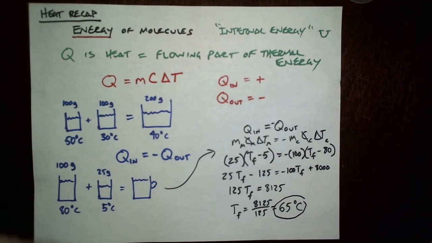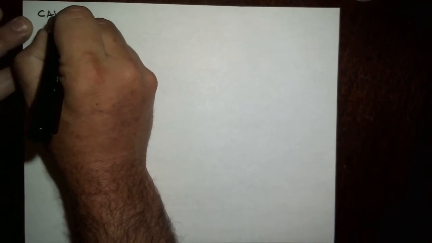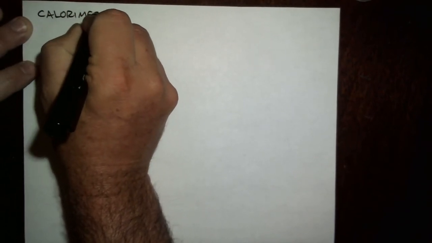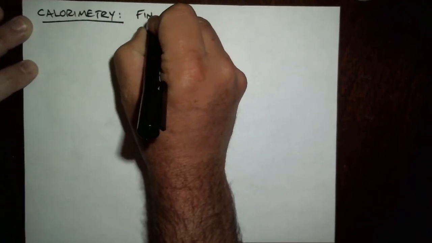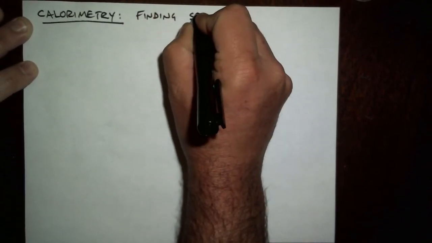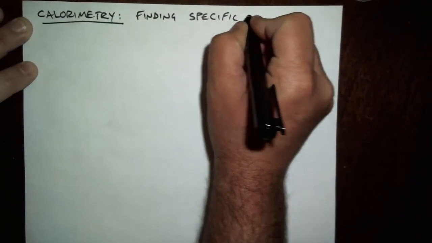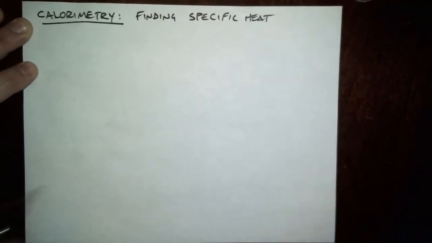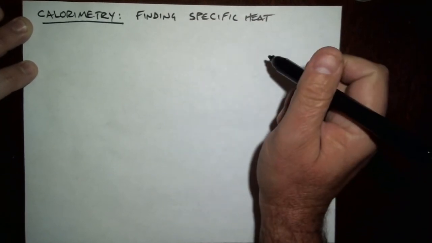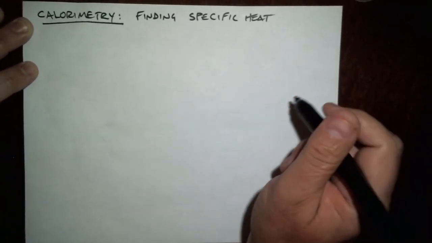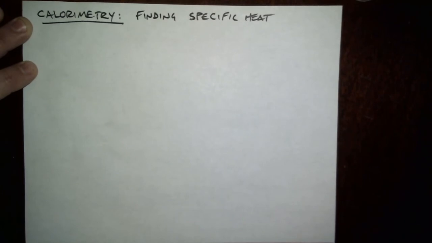When you're looking for the final temperature, and by the way, this process is often called calorimetry. Now, calorimetry is really the act of finding specific heat. But a lot of times, just mixing two things together and trying to figure out the final temperature falls into the category of calorimetry. But you use the same equations.